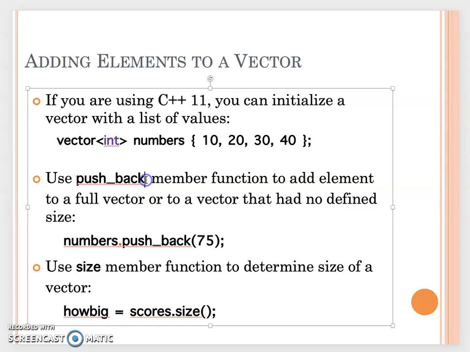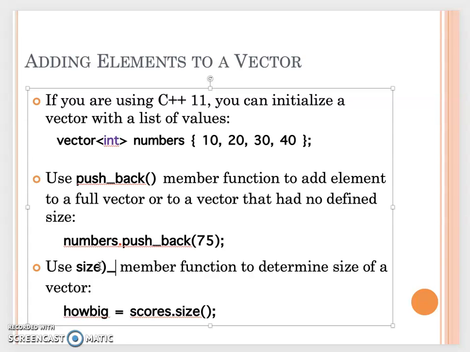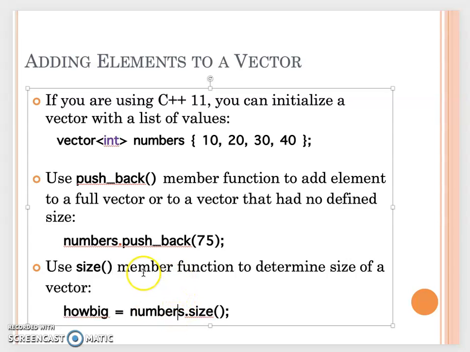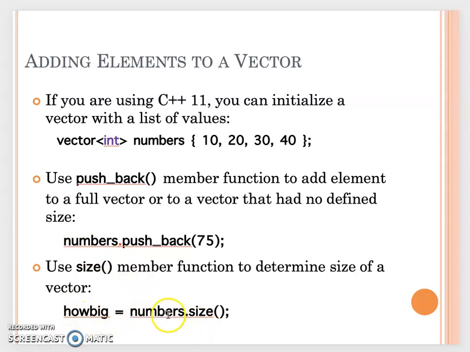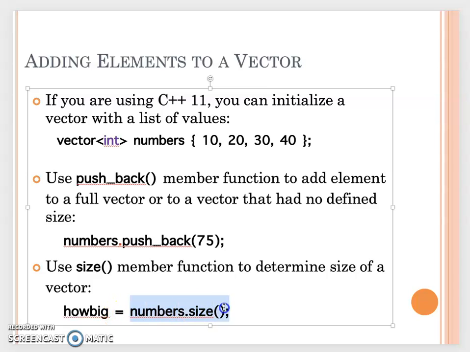Then we have another member function called size. When your vector name is numbers, you invoke the size function. It will determine how many elements are in the numbers vector and return the value. It shows you so far how many elements are in the numbers vector.